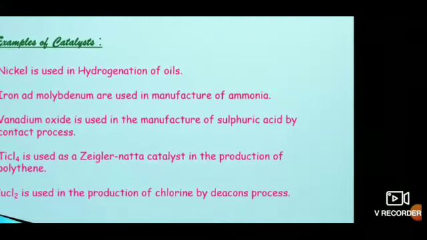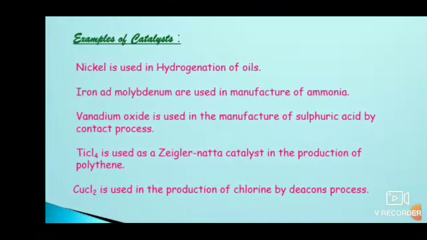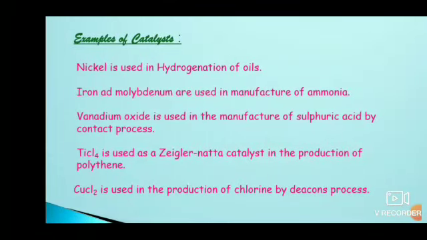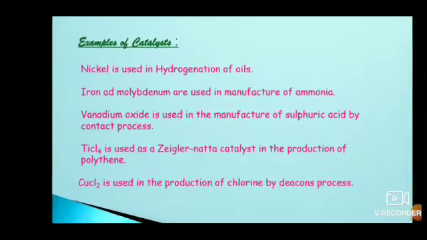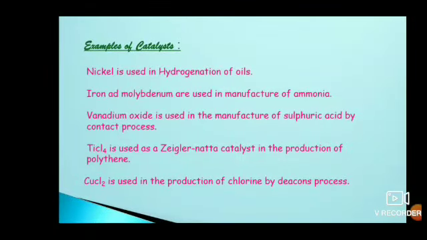And a few more examples of transition elements that act as catalysts. Nickel is used in hydrogenation of oils. Iron and molybdenum are used in the manufacture of ammonia in Haber's process. Vanadium oxide is used in the manufacture of sulfuric acid by the contact process. Titanium tetrachloride with trialkyl aluminum is used as Ziegler-Natta catalyst in the production of polythene, and CuCl2 is used in the production of chlorine by Deacon's process. So this is about the catalytic property of transition elements.